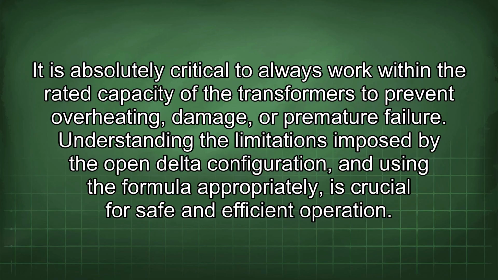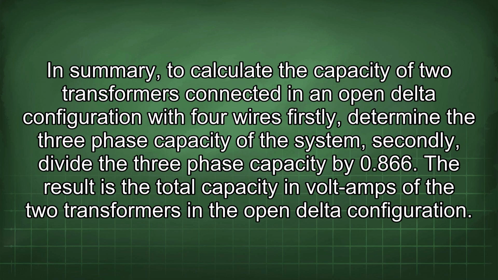It is absolutely critical to always work within the rated capacity of the transformers to prevent overheating, damage, or premature failure. Understanding the limitations imposed by the open delta configuration and using the formula appropriately is crucial for safe and efficient operation. In summary, to calculate the capacity of 2 transformers connected in an open delta configuration with 4 wires, firstly, determine the three-phase capacity of the system. Secondly, divide the three-phase capacity by 0.866. The result is the total capacity in voltamps of the 2 transformers in the open delta configuration.